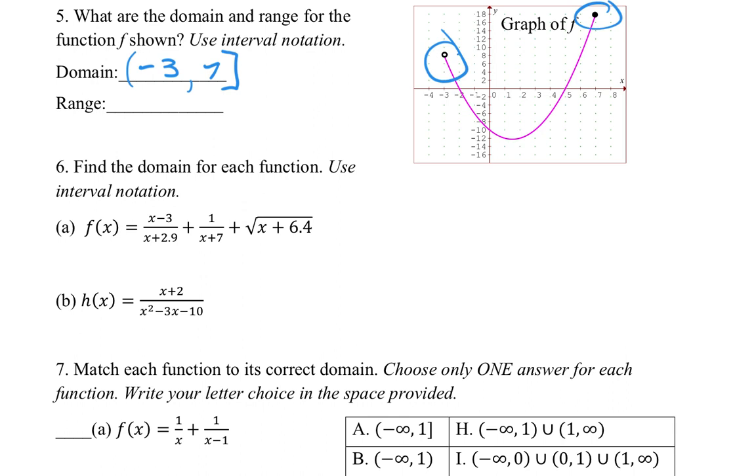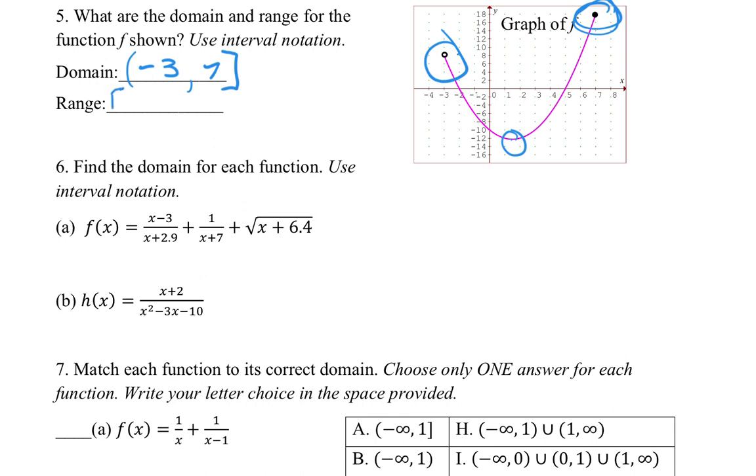Okay. Next, for the range, we're going to look at the y values. So the lowest, the smallest y value is -12. We see it down here. And the highest is actually also at 18, where that other point was for the domain.